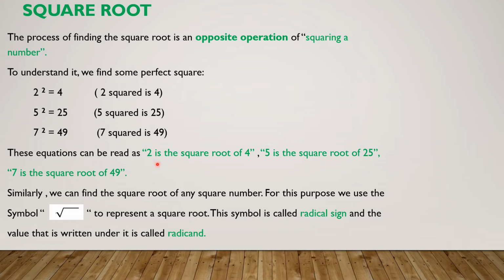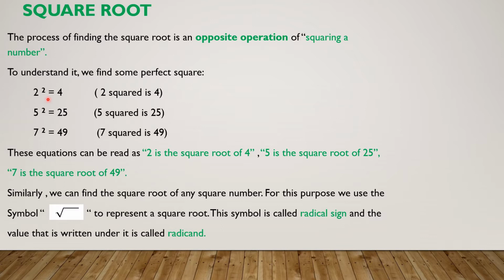The equation can be read as 2 is the square root of 4. We can read this equation just like this. 2 is the square root of 4. 5 is the square root of 25. 7 is the square root of 49.